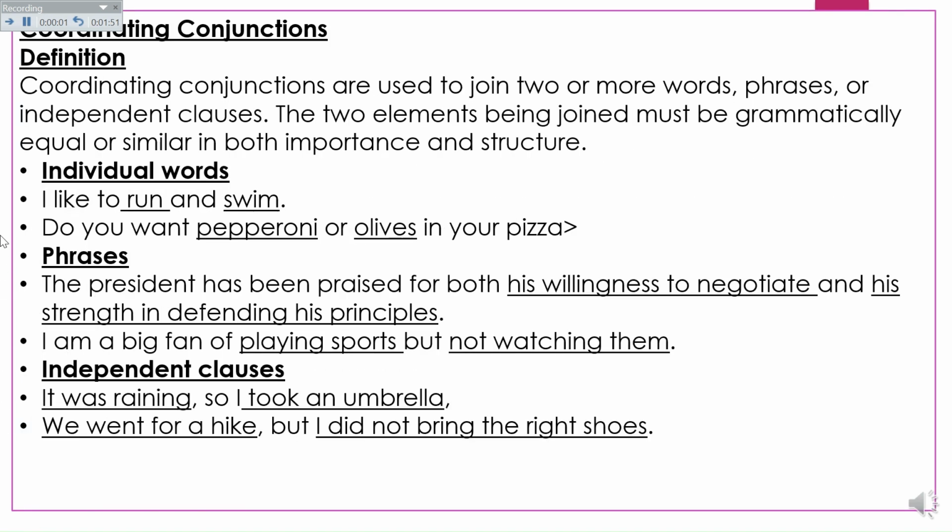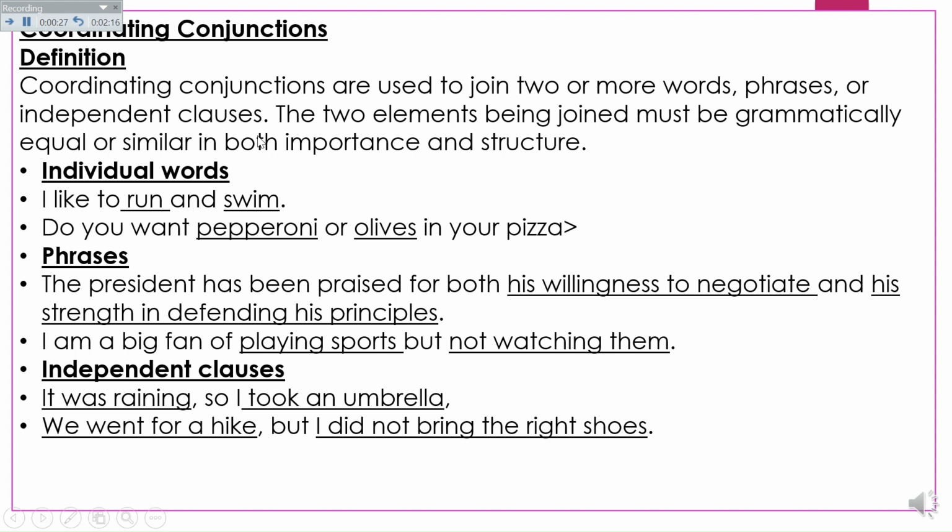So, guys, what are coordinating conjunctions? Let's see the definition first. Coordinating conjunctions are used to join two or more words, phrases, or independent clauses. What are phrases? Phrases are a group of words which do not have either a subject or a verb or both. Phrases are of different types, like six, seven different types. We will talk about them in a separate video.